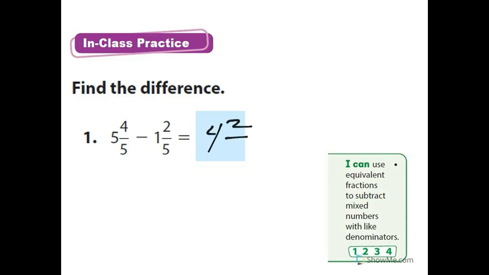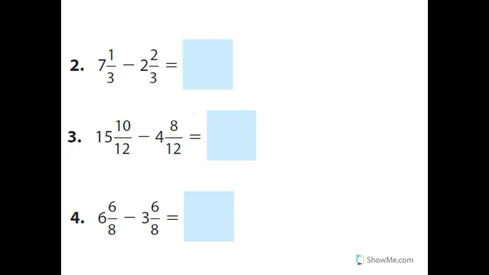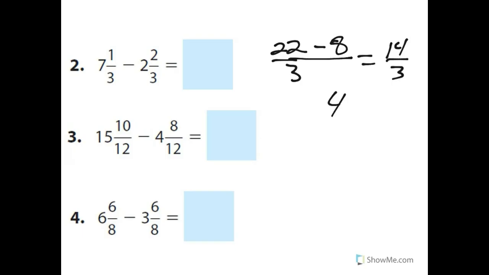4 minus 2 is 2. 4 and 2/5. Alright, 7 and 1/3. Now I can do this one of two ways. I'm going to show you. I can do 3 times 7 plus 1. That's going to be 22/3. Minus 3 times 2 is 6, plus 2 is 8. So 22 minus 8 is 14/3. And that's going to be 4 and 2/3.